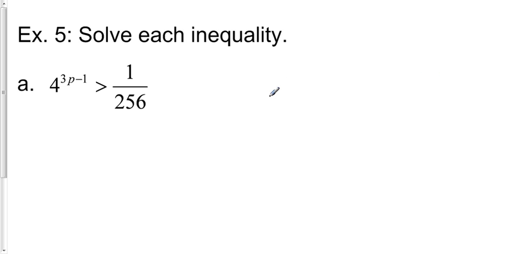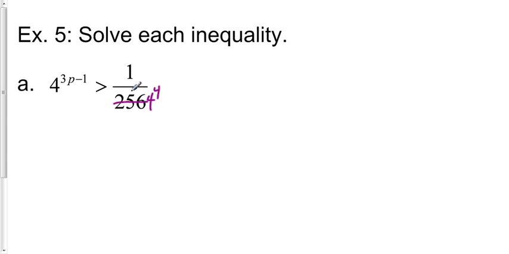Okay, so moving on to example 5. Solve each inequality. Well, again, we need to get a like base on each side, so because I have a base of 4 over here, I'm going to try to get a base of 4 over here. And if I can't, maybe I can get a base of 2. Just depends here. So I'm using my power sheet here, and I'm looking in the powers of 4. 256 is actually 4 to the 4th power. So 256 is 4 to the 4th, but it doesn't really help me here.